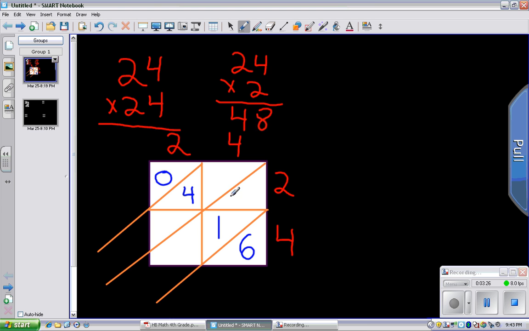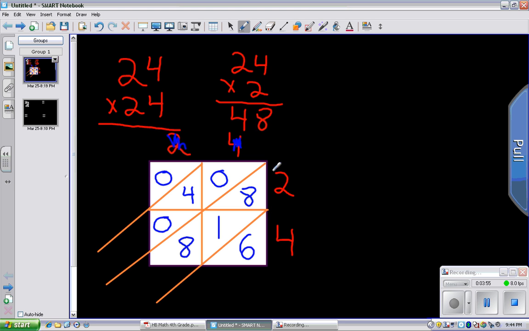Next, you can pick either of these boxes. I'm going to pick my box way down here. In order to fill in this box, I have a 2 coming down and a 4 coming across. 2 times 4 is 8, or 0, 8. My final box has a 4 coming down and a 2 coming across, or 4 times 2 being 8, or 0, 8.